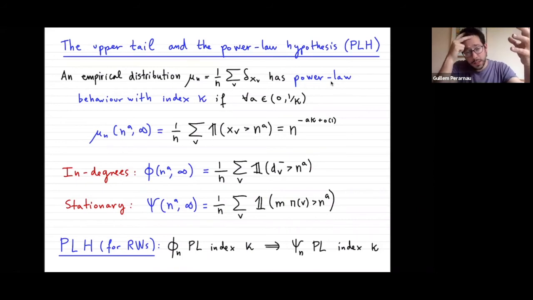The power law hypothesis, which is normally referred to in the PageRank setting, but you can also state it for the random walk setting, is that in general, if you have a power law in degrees with a given index, then this should also imply power law behavior for the stationary distribution with the same index. And that's a hypothesis. What does it mean to be a hypothesis? It's just something that has been observed in real-world networks, and it has been studied.